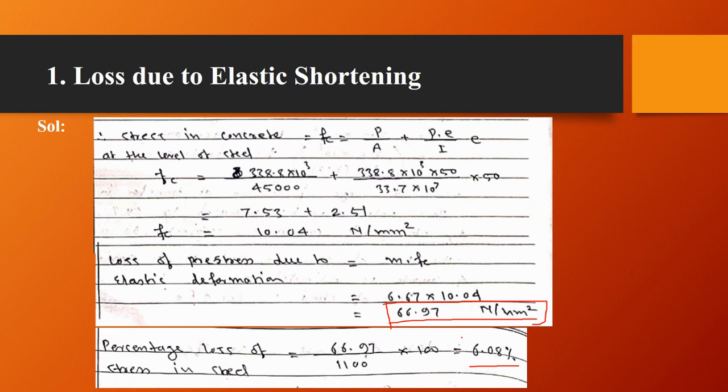So this is the final answer of our problem. We were asked to find the percentage loss due to elastic deformation or elastic shortening of concrete. That comes to 6.08%. So this is the solution. This kind of problem may be asked in exams, but not individually. You are normally asked to find the loss of prestress due to elastic deformation and other losses also. Those other losses we'll discuss in the next session.